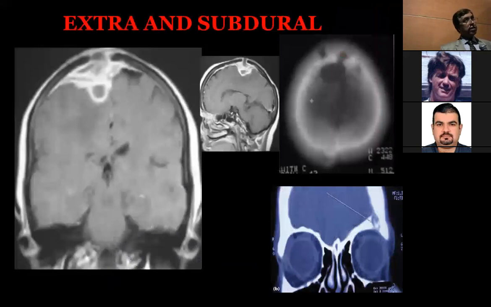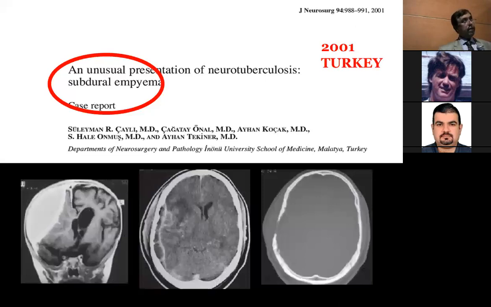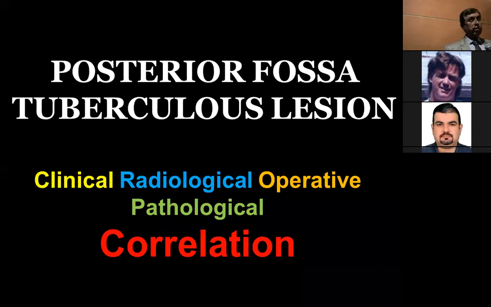You can have extradural abscess with osteomyelitis of the bone, like this, extradural or subdural, like this. And again, subdural empyema like this, in an infant with osteomyelitis from Turkey. So now come with our presentation for today, which is going to be easy now for you.